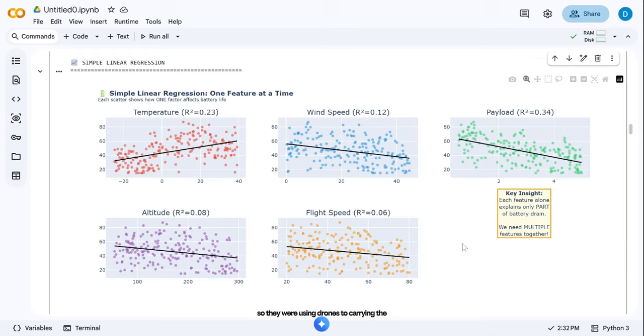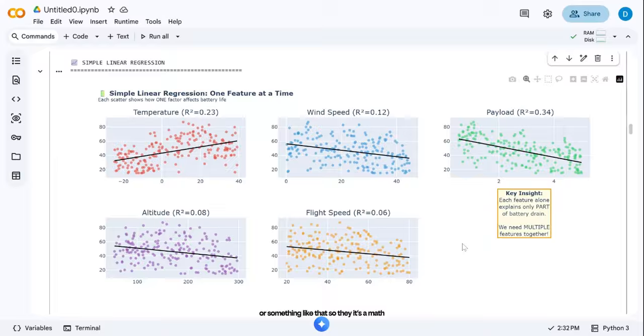So they were using drones to carry the laundry from the top of the mountain to the bottom, where they can comfortably and cost effectively wash them, dry them, iron them, and bring them back up. They were doing it all by drones. If they miscalculate, let's say there was a windy day, a cold day, or they had to deal with flight speed, instead of going 20 kilometers per hour, maybe they had to go 60 kilometers per hour because they had to get the job done quicker.